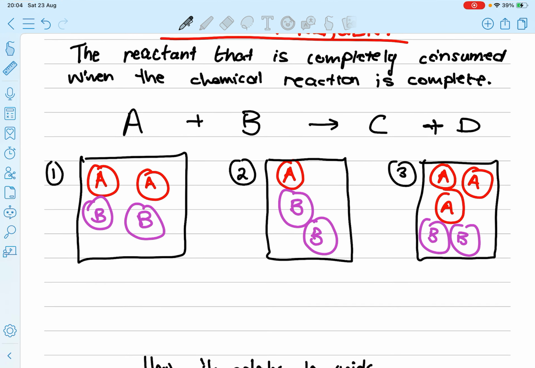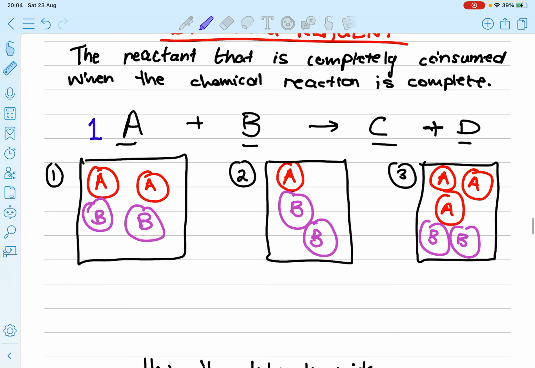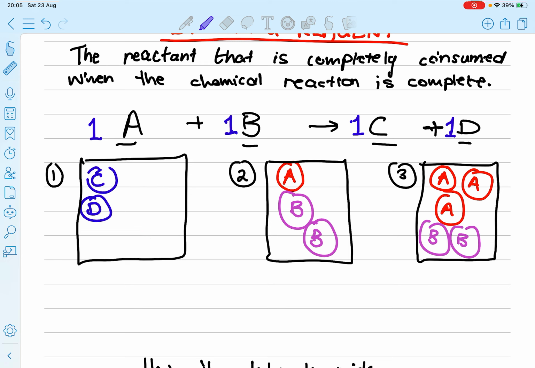First of all, you've got a reaction: A plus B makes C and D. Remember what I said, if there's no number in front of each molecule or compound, it basically means that there's a 1. So 1 mole of A reacts with 1 mole of B to form 1 mole of C and 1 mole of D. If you look at these examples, there are 3 scenarios that I've written here. 1 mole of A, 1 mole of B. What is that going to form? 1 mole of C, 1 mole of D.